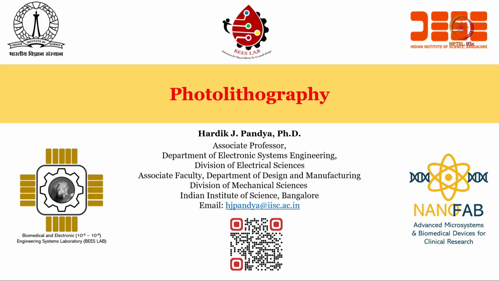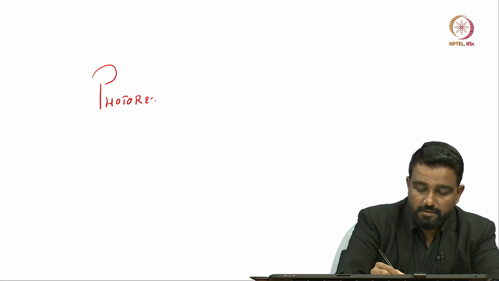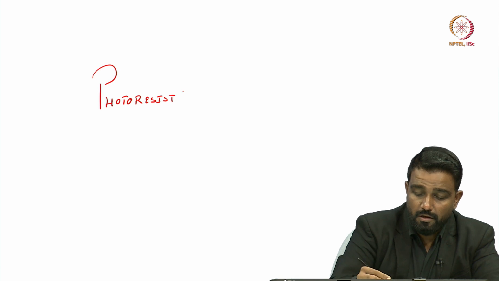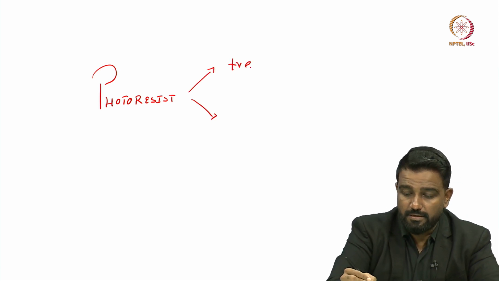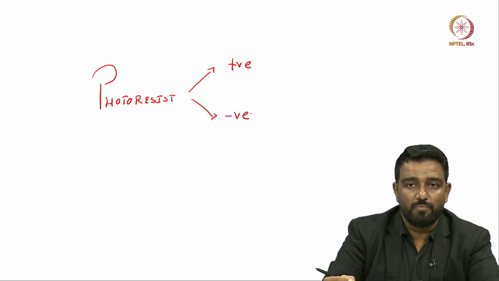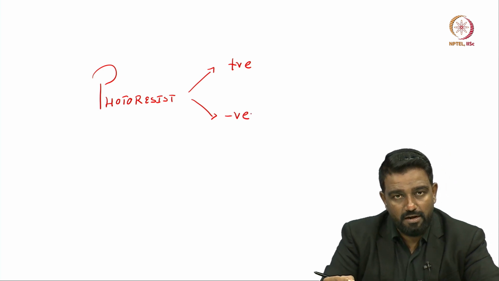Now, before we understand lithography, we should understand a few things. One is a term called photoresist. Alright, let us see the slide. We should learn lithography, and in lithography we should understand certain terms. The first term is photoresist. Photoresists are of two types: positive photoresist and negative photoresist.